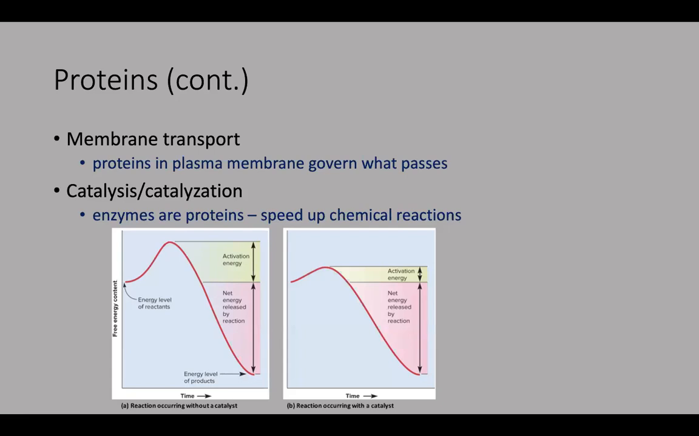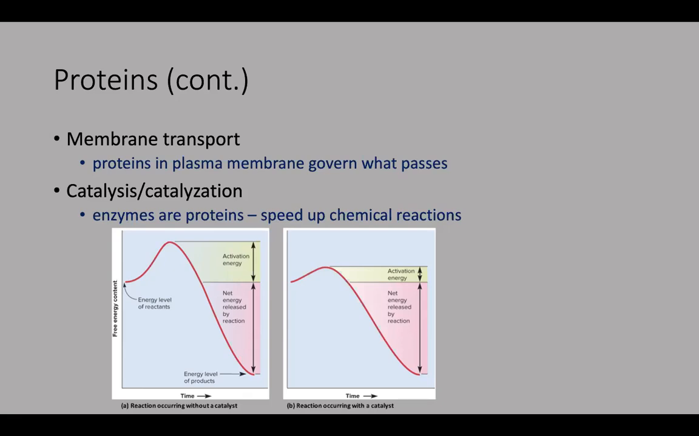And then finally, enzymes are proteins. Anytime you see enzyme, think that's a protein. All the enzymes in our bodies are proteins. They are speeding up chemical reactions. They're not making reactions happen that wouldn't normally happen. They're just making them happen faster and easier, is a good way to think about it.